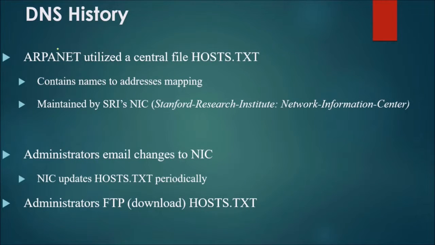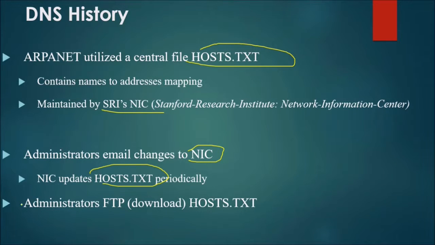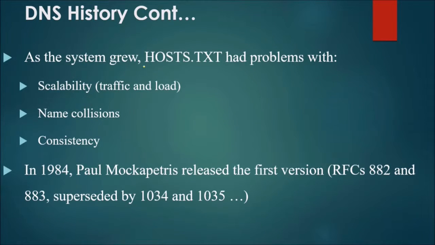Let us go to the history. ARPANET utilized a central file called host.txt. It contained the name to address mappings and was maintained by SRI's NIC. Administrators emailed changes to the NIC. The NIC updated this host.txt periodically, and administrators downloaded host.txt by FTP. As the system grew, host.txt had problems like scalability, number of collisions, and consistency.